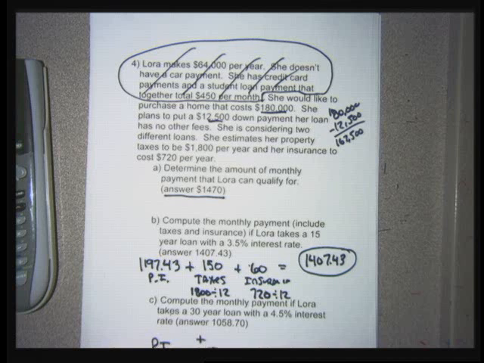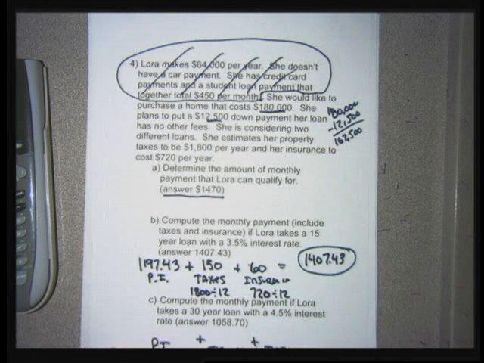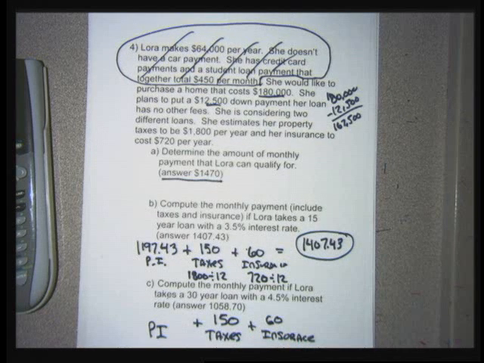Whether she takes a 15-year loan or a 30-year loan, that doesn't change the amount that needs to be put away each month for taxes nor insurance. The property tax bill is $1,800 per year. It's going to be $150 per month, regardless if she financed for 15 or 30 years.